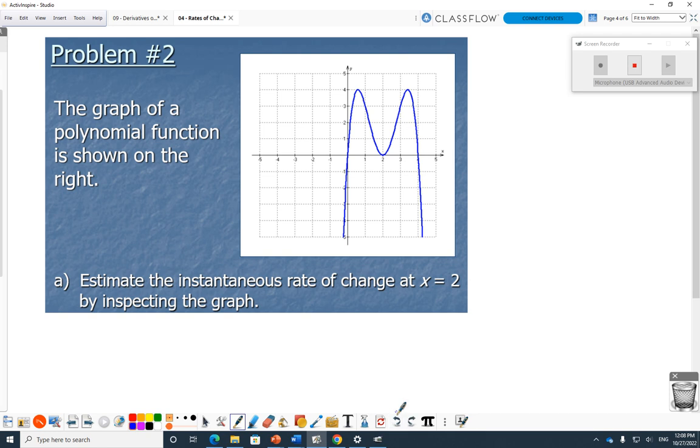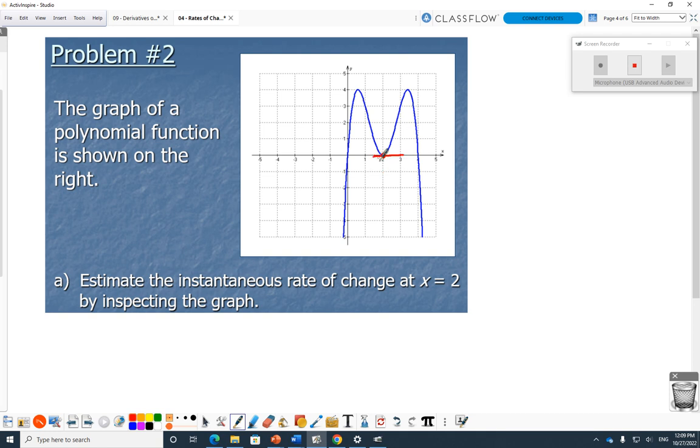All right, that's fine. So how do I do this question? Well, let's find the point anyways. Estimate the instantaneous rate of change at x equals 2. So at x equals 2, we're right there. What's the instantaneous rate of change right there? Like, what would the slope of the tangent be right there? 0. Wait a minute. Okay, all right. We can do that one.